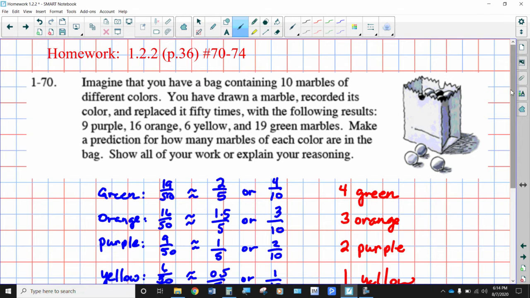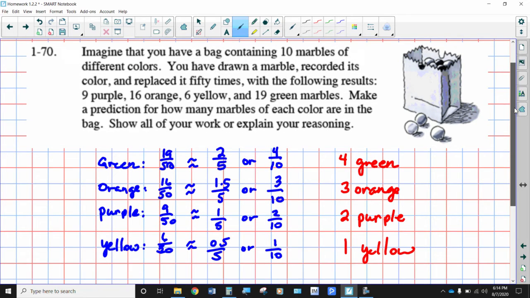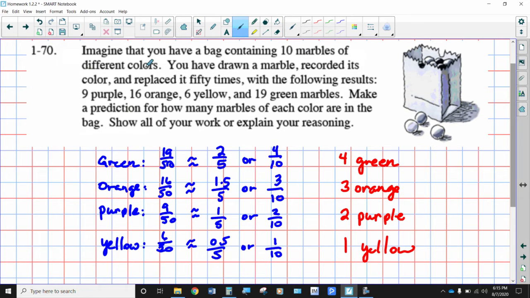All right, problem number 70 says, imagine that you have a bag containing 10 marbles of different colors. You have drawn a marble, recorded its color, and replaced it 50 times. So this is an example of experimental probability. And what we have learned is the more times you conduct an experiment, the closer the experimental probability comes to the theoretical probability. So these are the results.